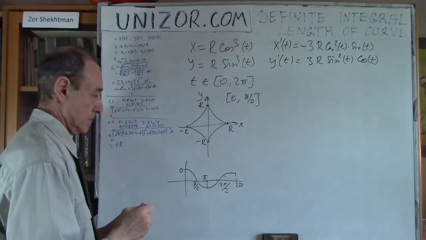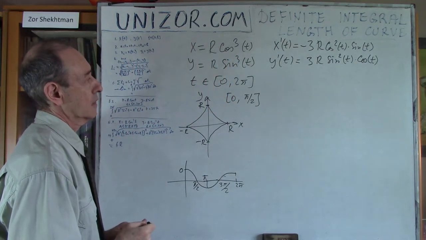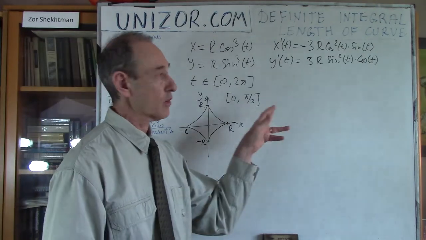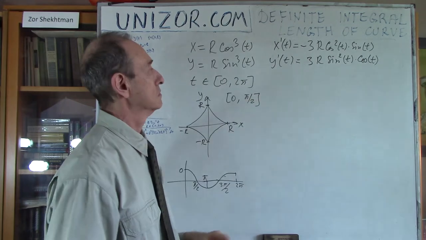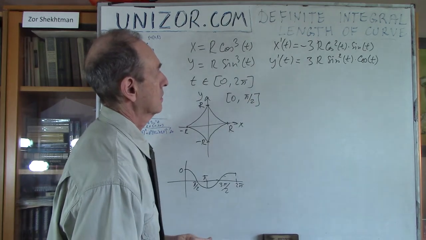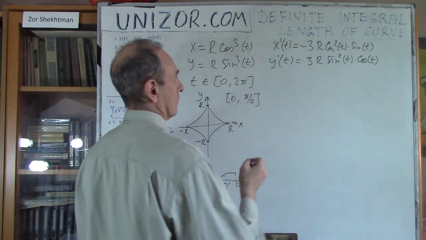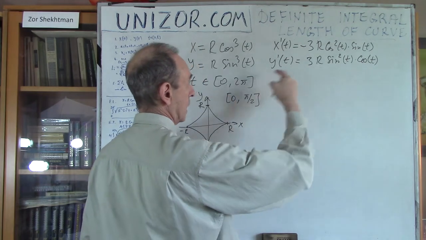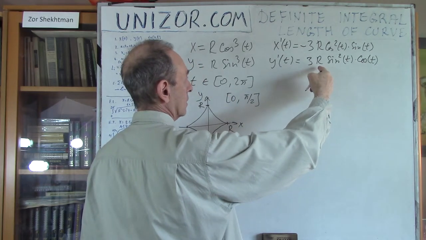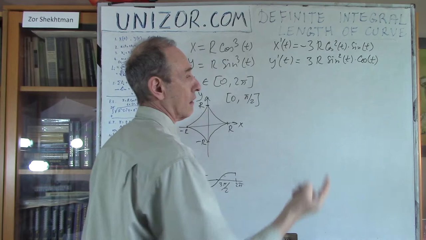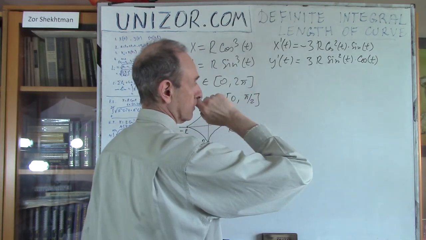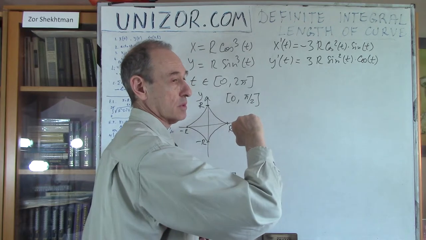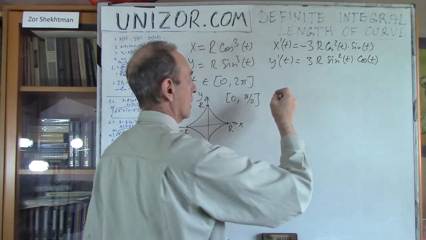Okay. Now, remember our formula? Square root of this square plus this square, right? So, obviously, 3r square would be 9r square. We can factor it out and get it out from the square root, so it would be 3r still.